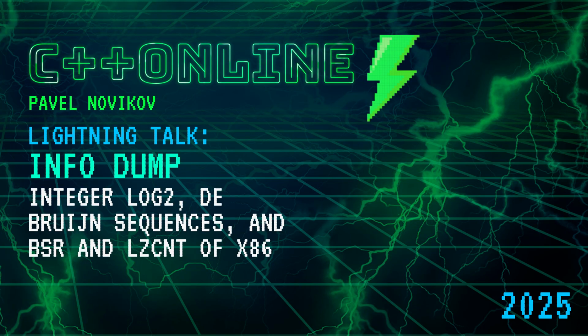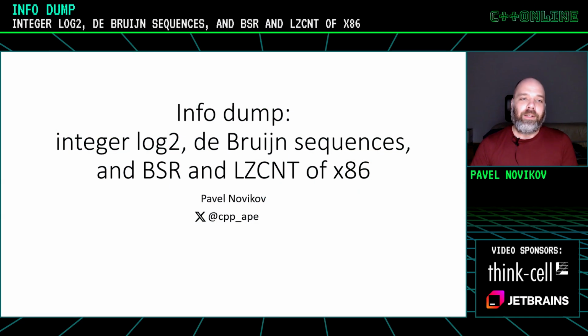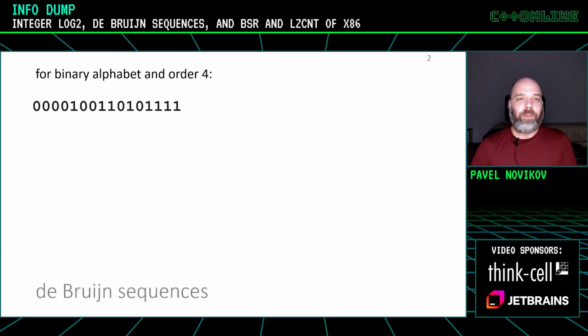Okay, I have a lot of slides and a lot of information to dump on you. My talk is about integer log base 2, the De Bruijn sequences, and some x86 instructions. So what is the De Bruijn sequence? Here is the De Bruijn sequence for alphabet 0 or 1, otherwise binary, and order 4.